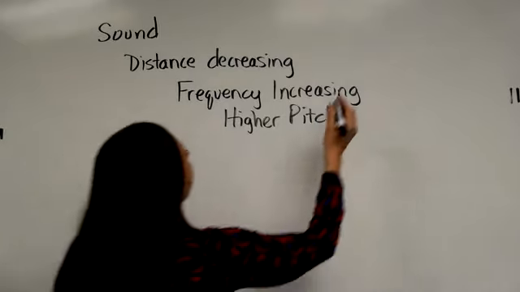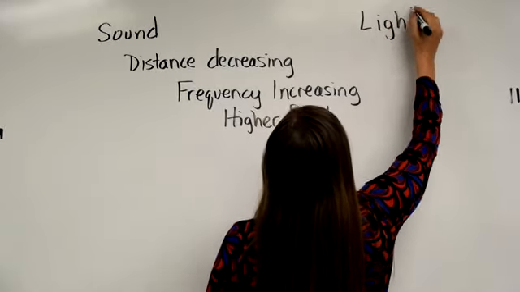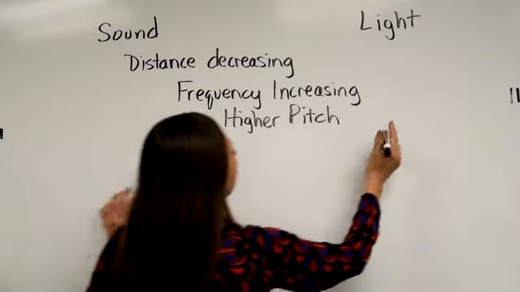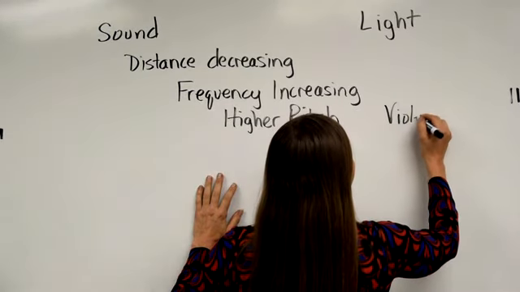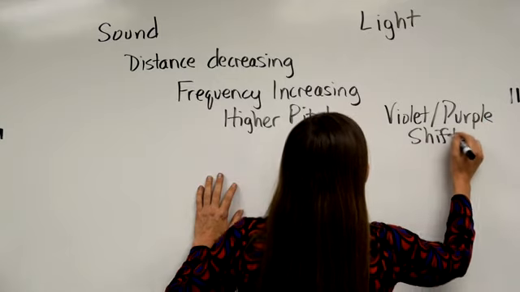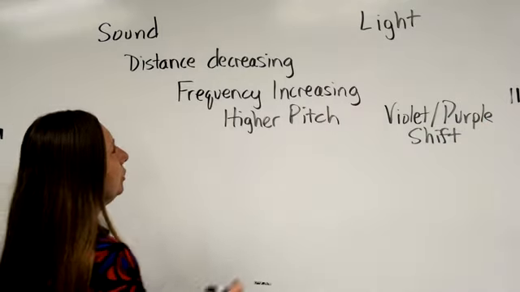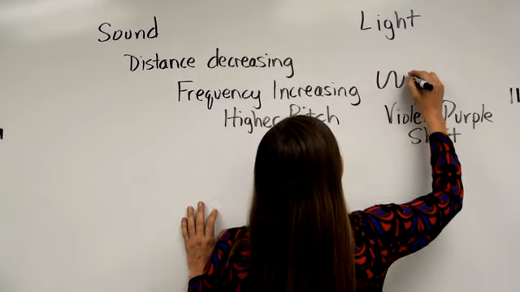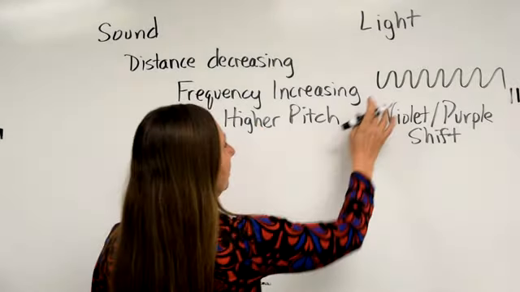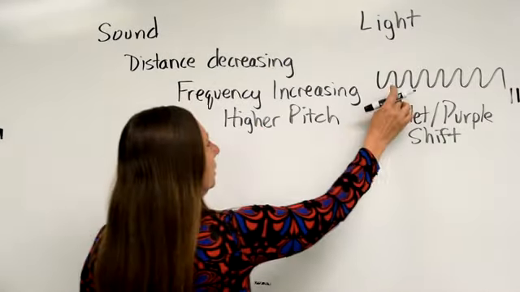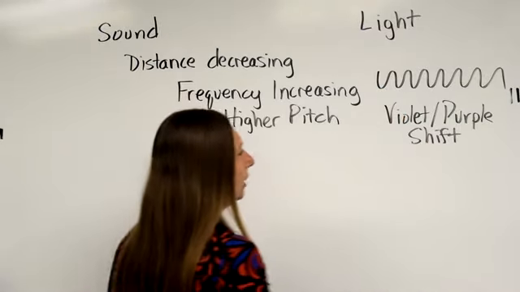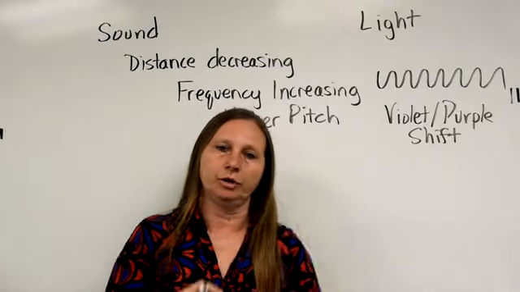We should probably do light. If the distance is decreasing, the frequency is increasing. That's going to be a violet or a purple shift. So you're going to a higher frequency. I'll just draw the light wave. You're going toward a higher frequency. It's a higher frequency shift, toward a higher pitch, toward violet or purple, when the two objects are getting closer to each other.